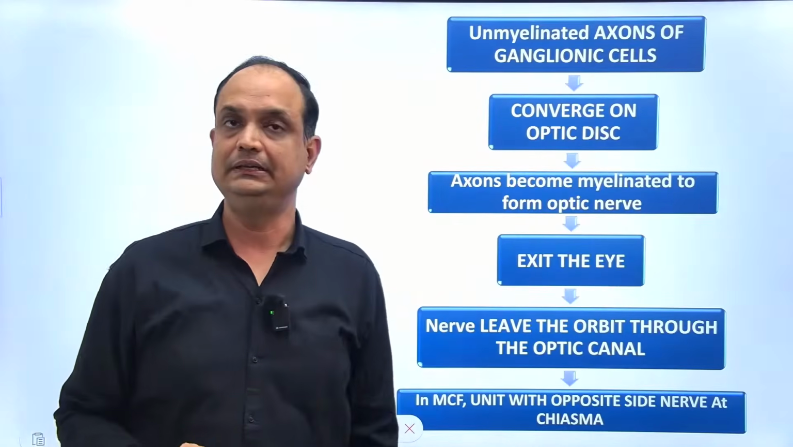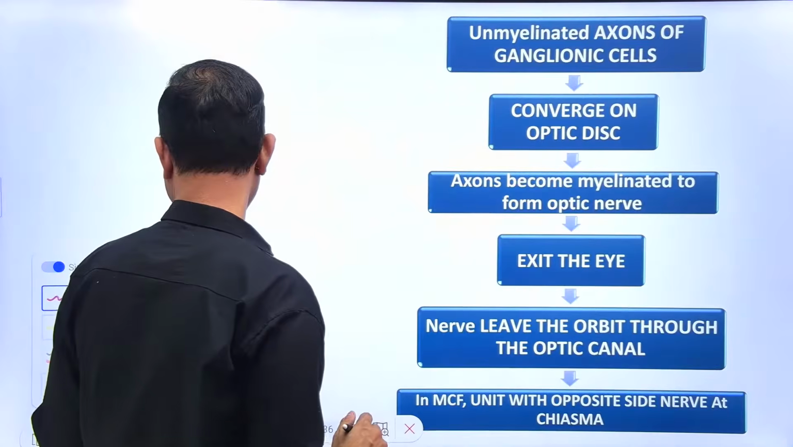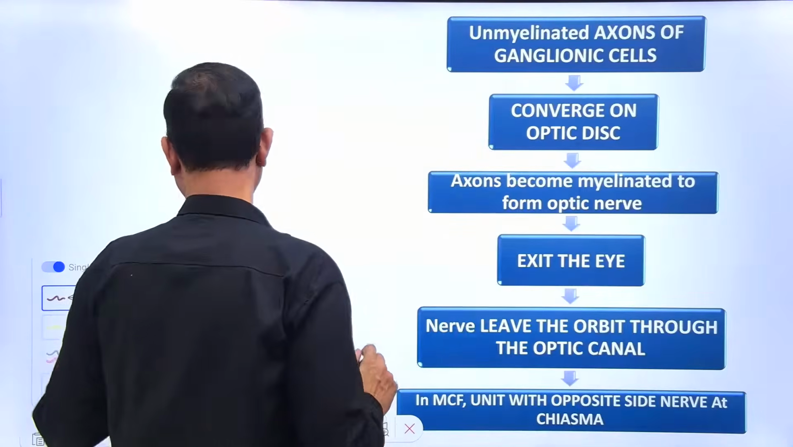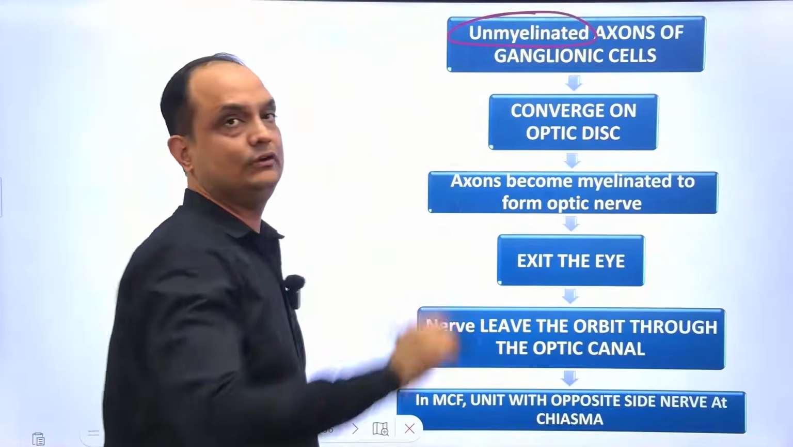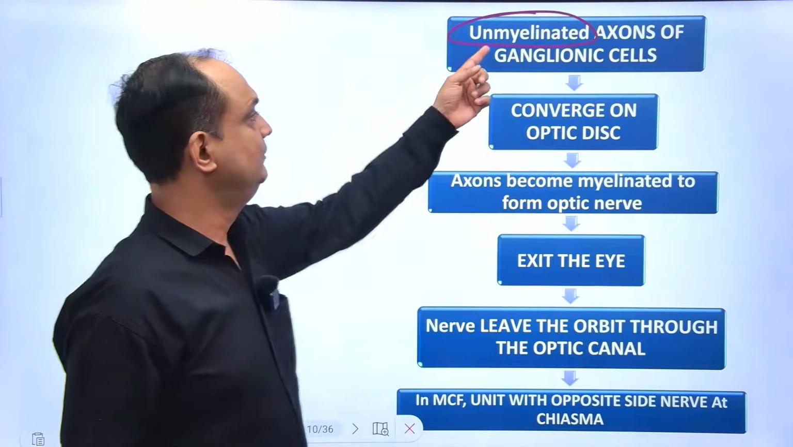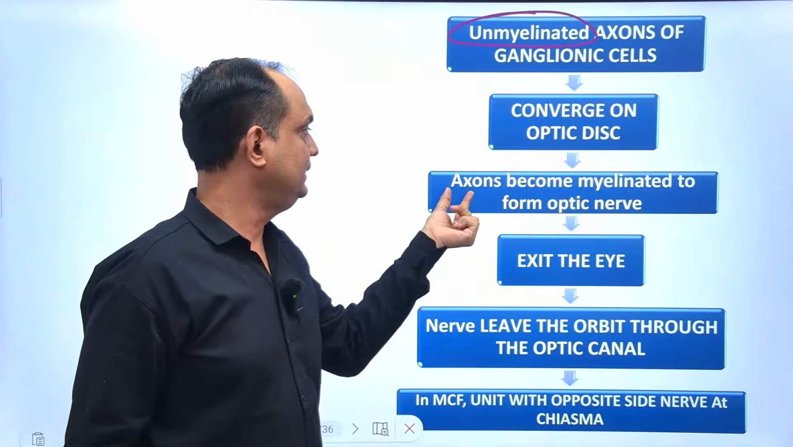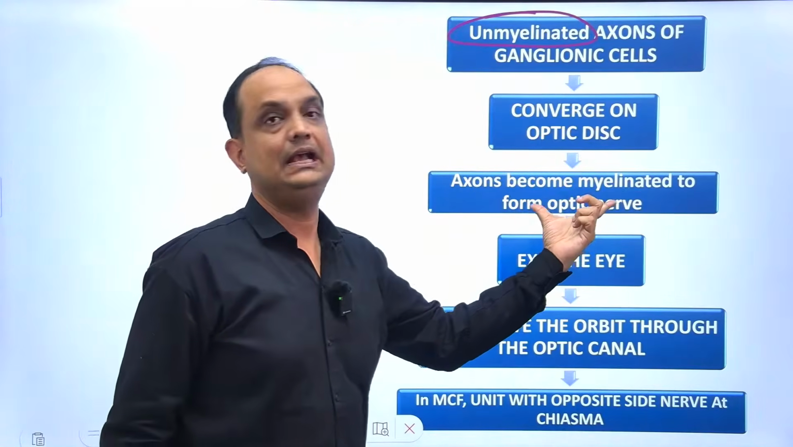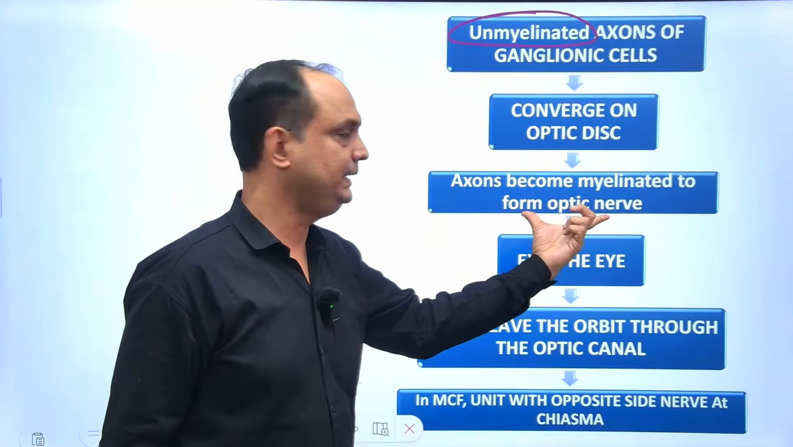Ganglionic cells are present in the retina, but the important thing you have to understand is that these cells are unmyelinated. So keep this in mind. There are unmyelinated axons of the ganglionic cells. They will form and converge on the optic disc, which is a blind spot. From the optic disc, the axons become myelinated as soon as they come out from the lamina cribrosa, and they will form the optic nerve.